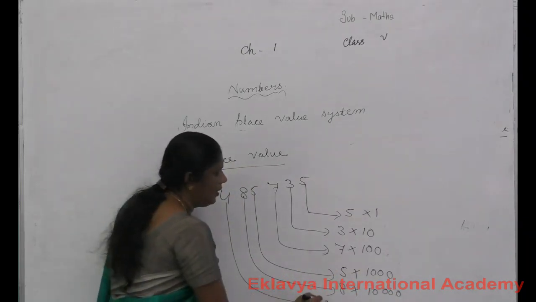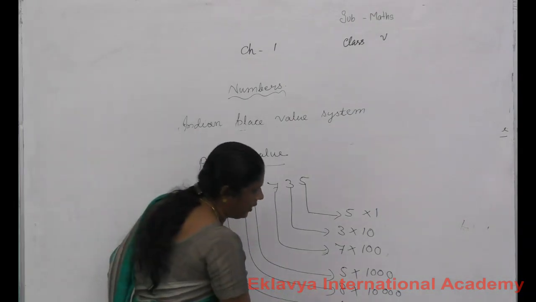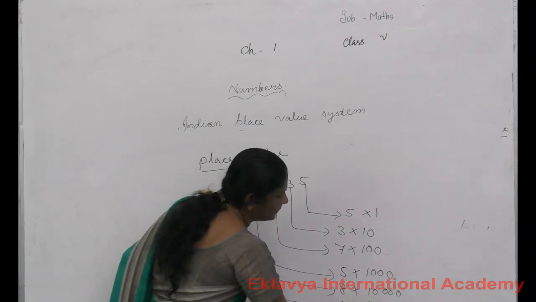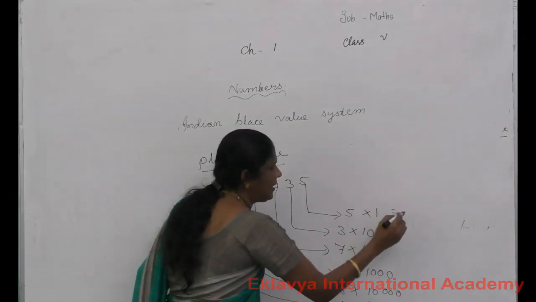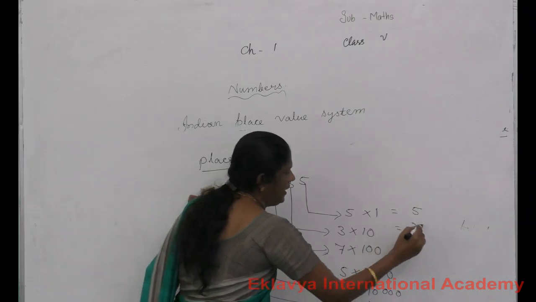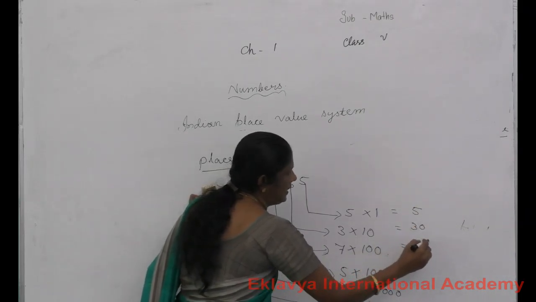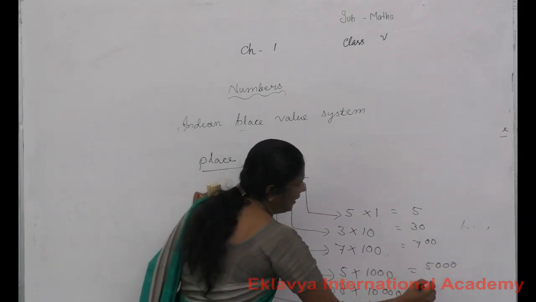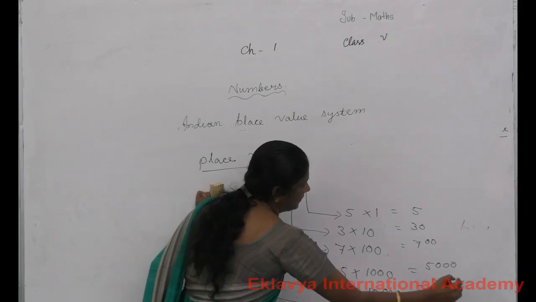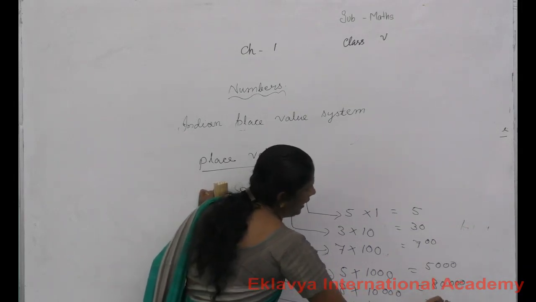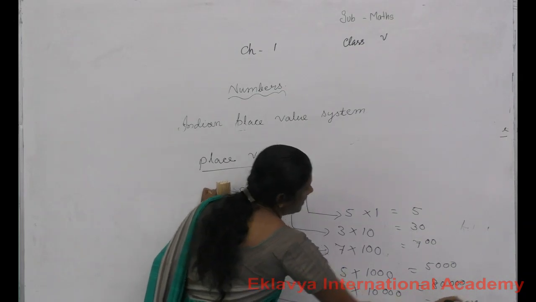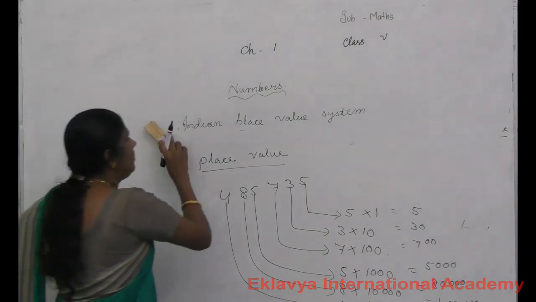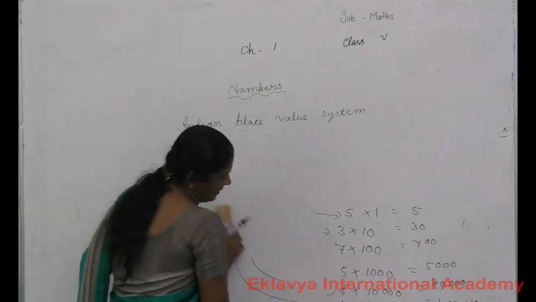Then 4. Face value of 4 is 4 multiply by which place 4 is sitting? Lakh. Then the answer is 5, 30, 700, then 5,000, then 80,000, then 4 lakh. This is the place value. Understand this?